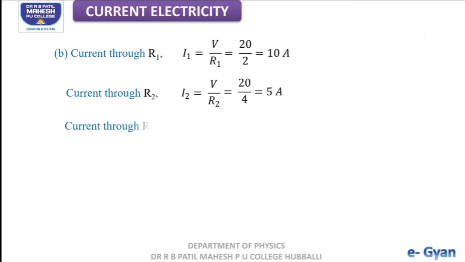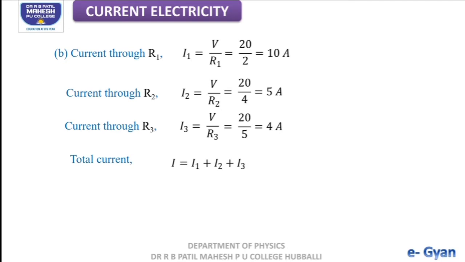Next, current through R3 is given by I3 is equal to V divided by R3, that is equal to 20 divided by 5, that is equal to 4 ampere. 4 ampere of current is flowing through R3 or 5 ohm resistor. Now, total current is equal to I is equal to I1 plus I2 plus I3, that is equal to 10 plus 5 plus 4 is equal to 19 ampere. Okay, this is the total current flowing through the given circuit.